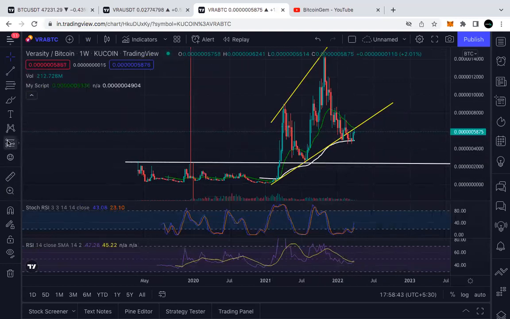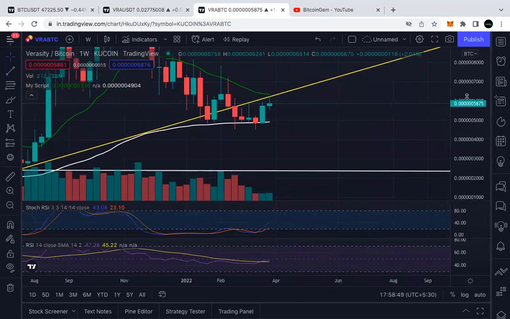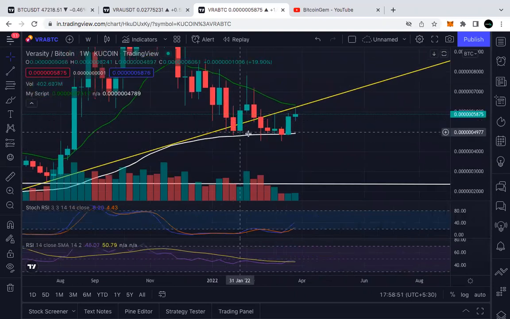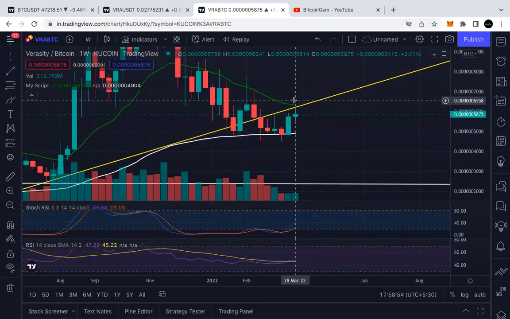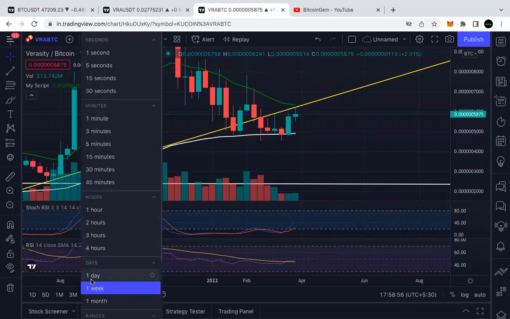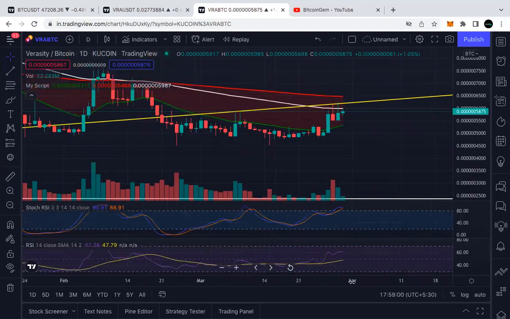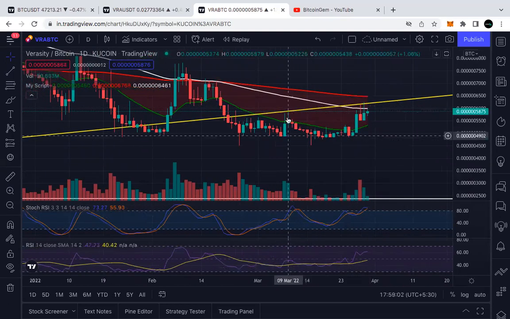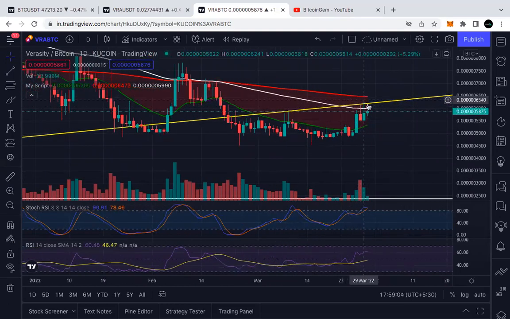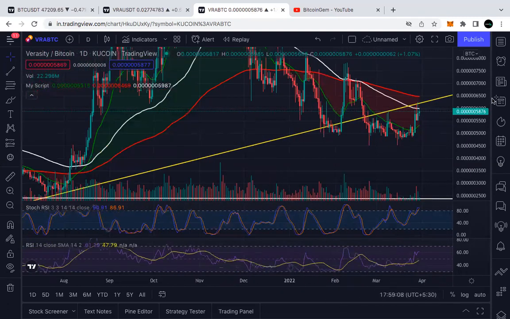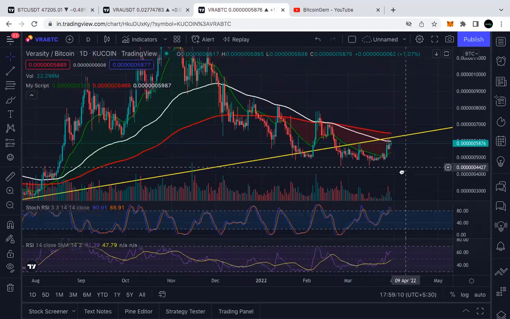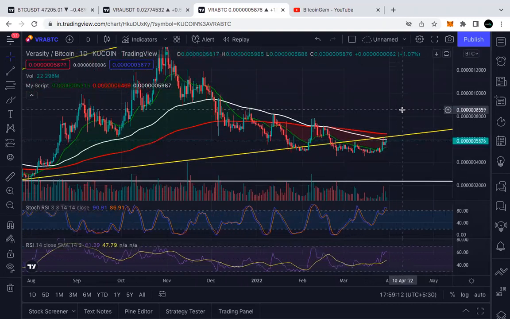And currently we are getting resisted by the same support. Just look at this. This is such a beautiful retest. We broke it over here, and currently we have come back and we are checking this. So now we'll go to the daily. On the daily also you can see we are hitting it and we are facing resistance. Once we break this, then we can see some good upside movement in the VRA BTC chart.